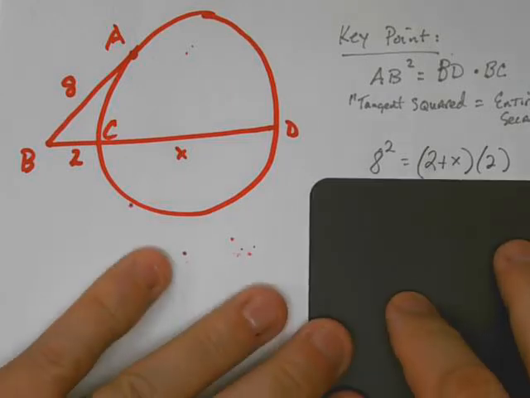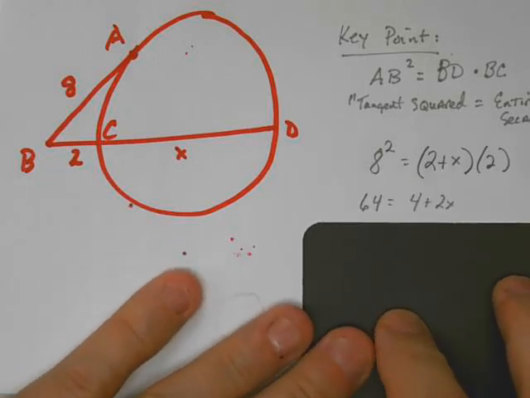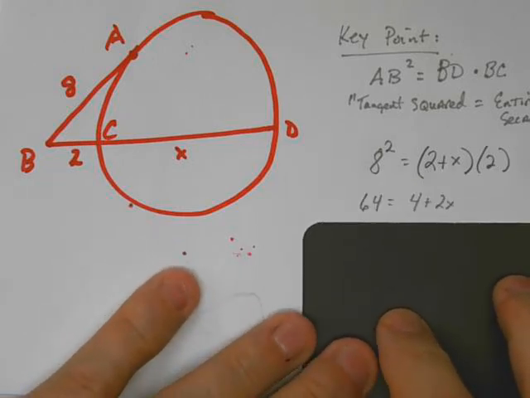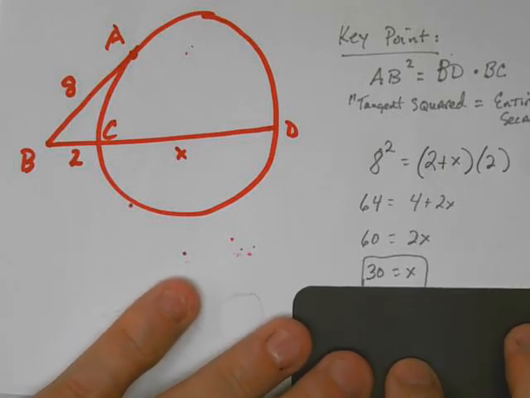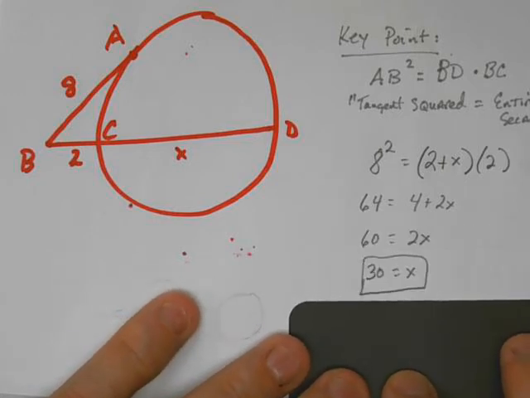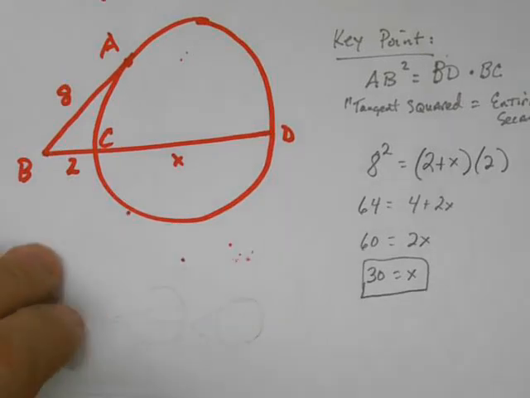Okay, so let's see what we get. Distribute the 2. We get 64 is equal to 4 plus 2x. Subtract 4. Divide by 2. X equals 30. Questions? Okay, let's go to the last one.